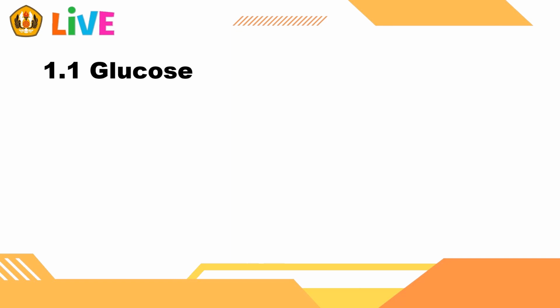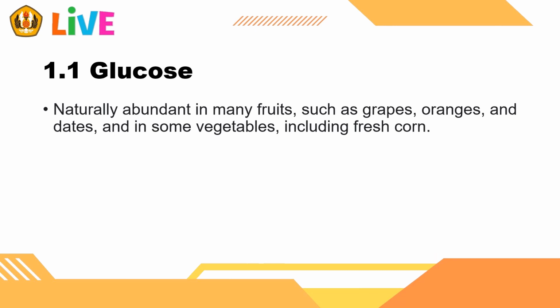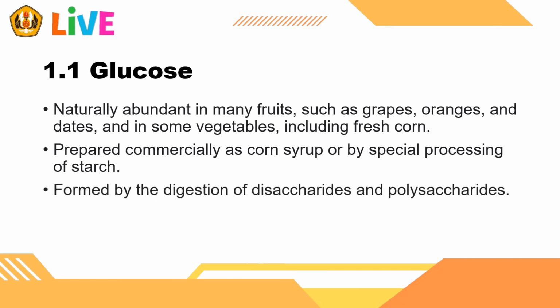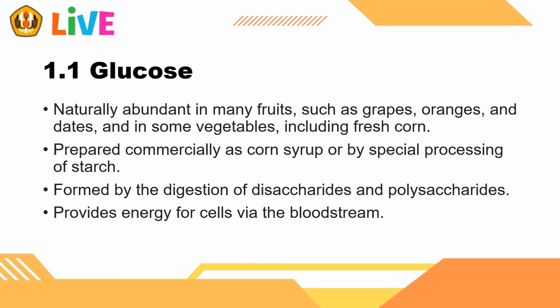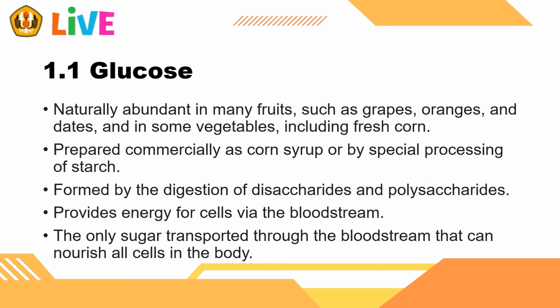Glucose is also called dextrose or corn sugar. It is naturally abundant in many fruits such as grapes, oranges, and dates, and some vegetables including fresh corn. It's prepared commercially as corn syrup or by special processing of starch. Glucose is the principal product formed by the digestion of disaccharides and polysaccharides. It provides energy for the cells via the bloodstream. Glucose is the only sugar transported through the bloodstream that can nourish all cells in the body. The mammalian brain depends upon glucose as its main source of energy.